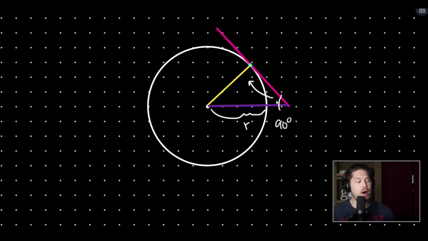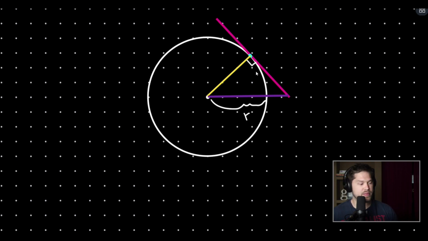Therefore, we know that it's impossible for the angle to be 90 degrees at any location other than where the radius intercepts the tangent line. So that's how we know that the radius and tangent intersection forms a right angle.